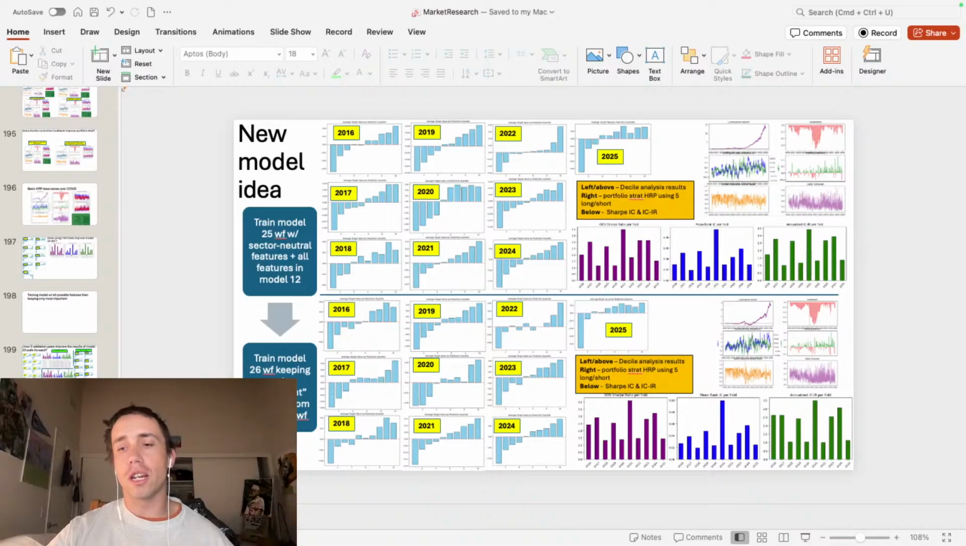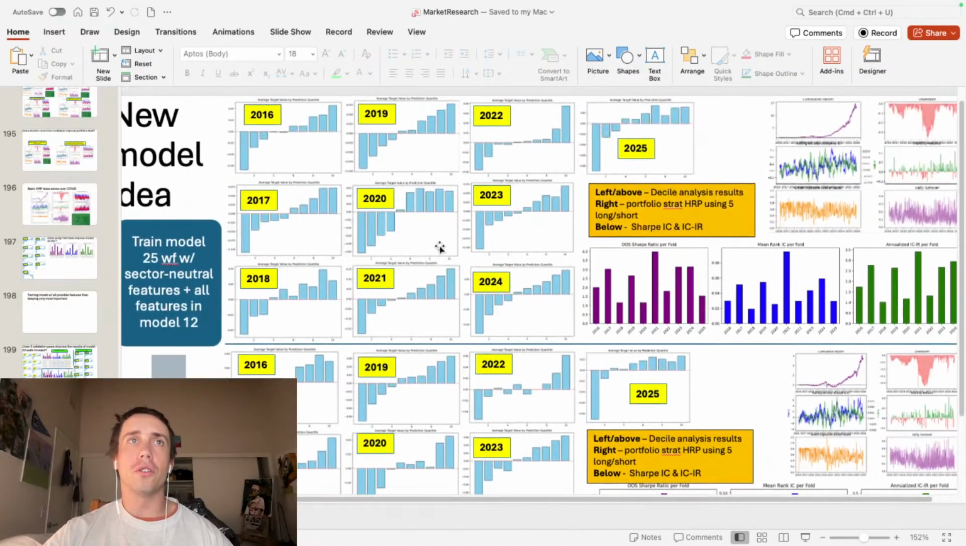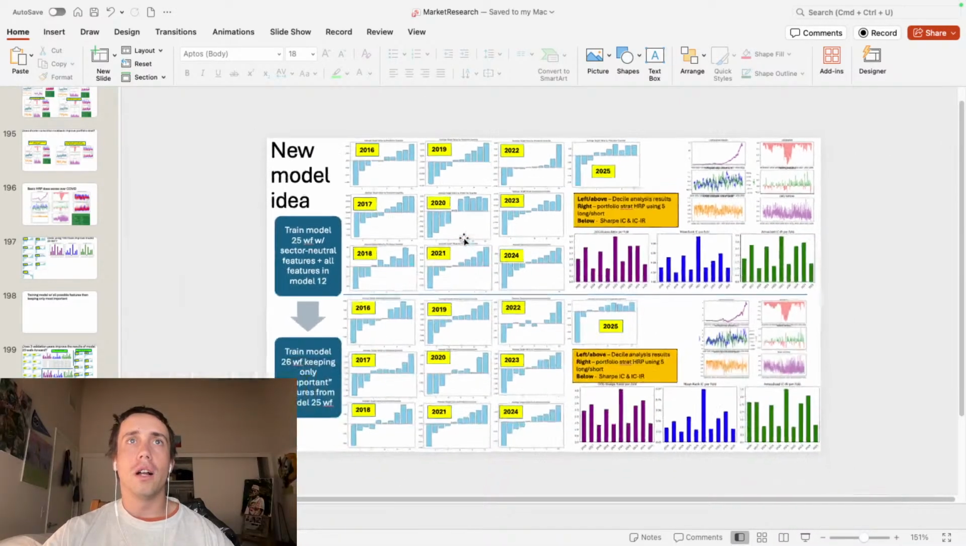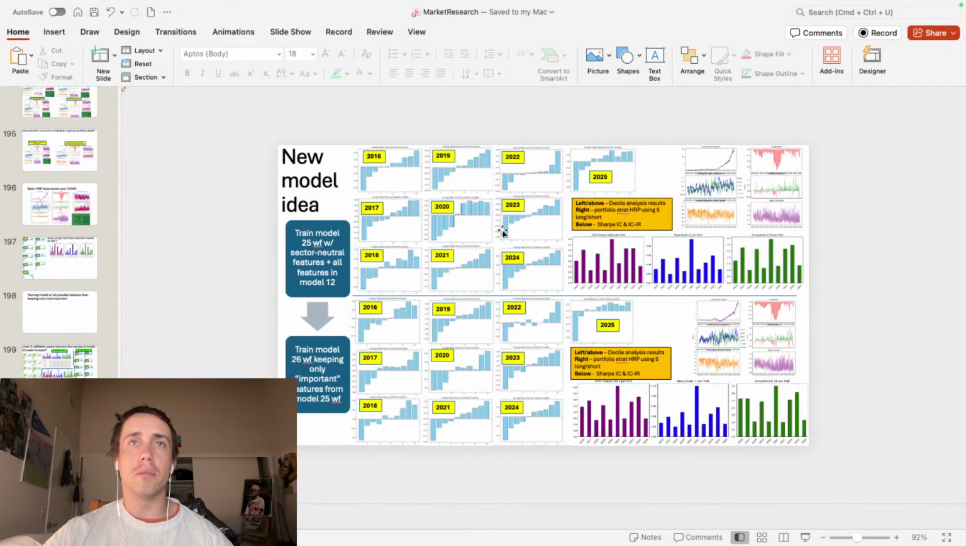So the same model that I had previously that was working really well, but I added in sector neutral mean reversion and volatility features, which is something that I had found improves the model when I'm predicting returns. You see here at top, it also looks better. The decile analysis and these metrics here look better for this model. So this is my current best model.